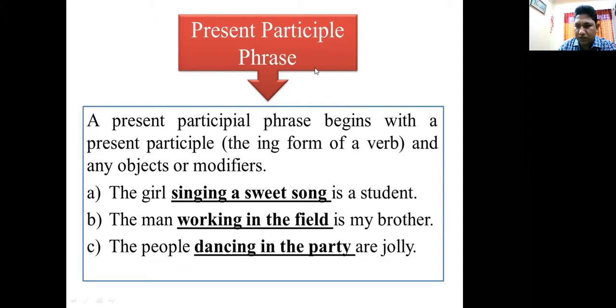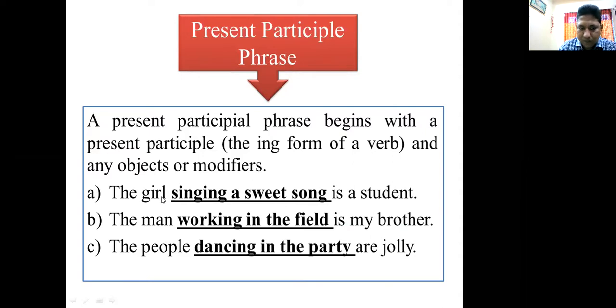Present participle phrase. A present participle phrase begins with present participle. That means the ing form of verb and any objects or modifiers. So you see, present participle means verb in ing form. When we are talking about present participle phrase, it will be verb plus ing form plus other words.